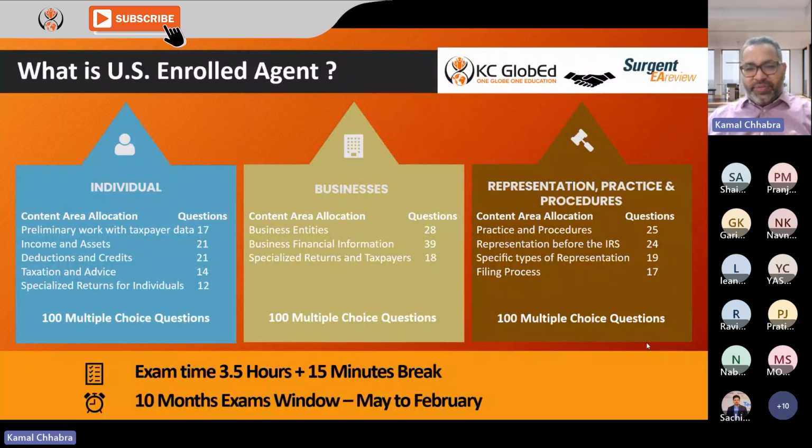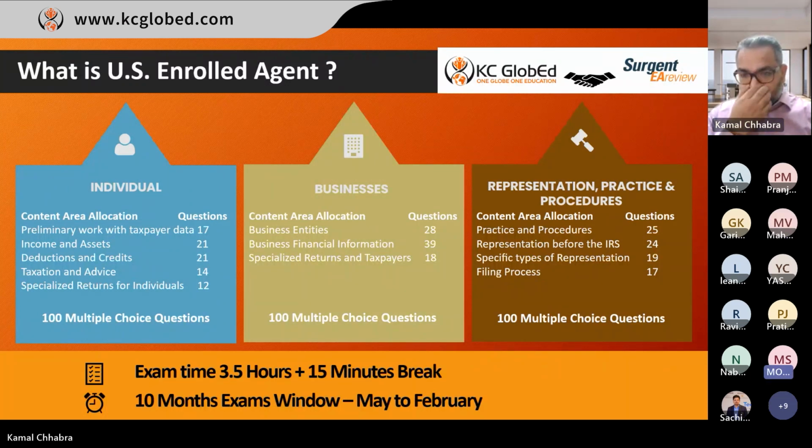Any question? Feel free to ask or type in the chat box. What happens if we fail an exam? What is the maximum number of attempts? There's no limit on the maximum number. You can sit for any number of exams, and if you fail a particular exam, you need to pay the examination fees only for that particular exam again.